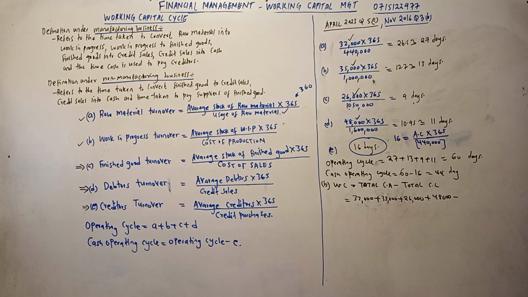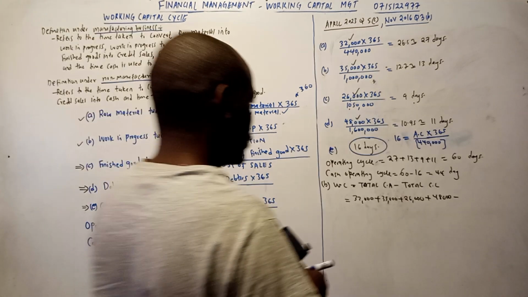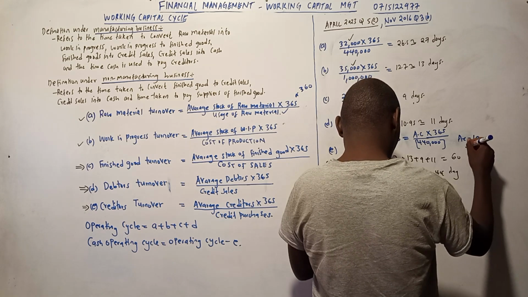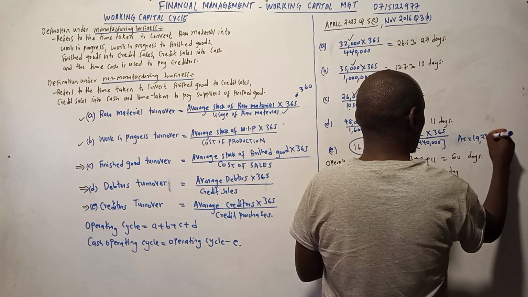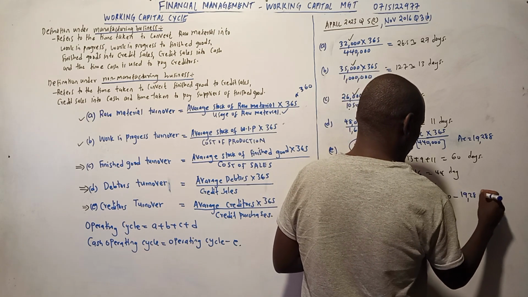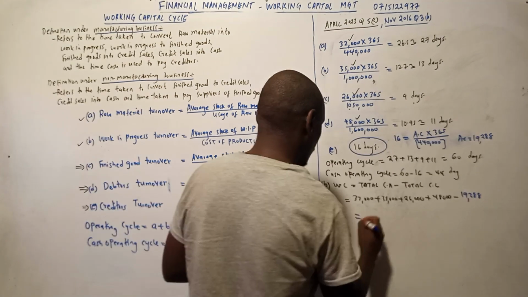So that average creditors is what itakuwa our total liability. So itakuwa ni 40,000 times 16 divided by 365, which is around 19,000. So average creditors in this case is 19,288. Tunakuja unaweka hapo 19,288.